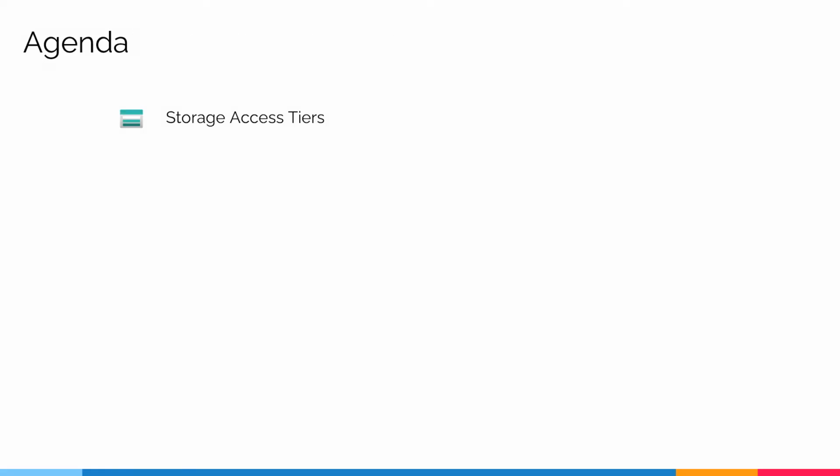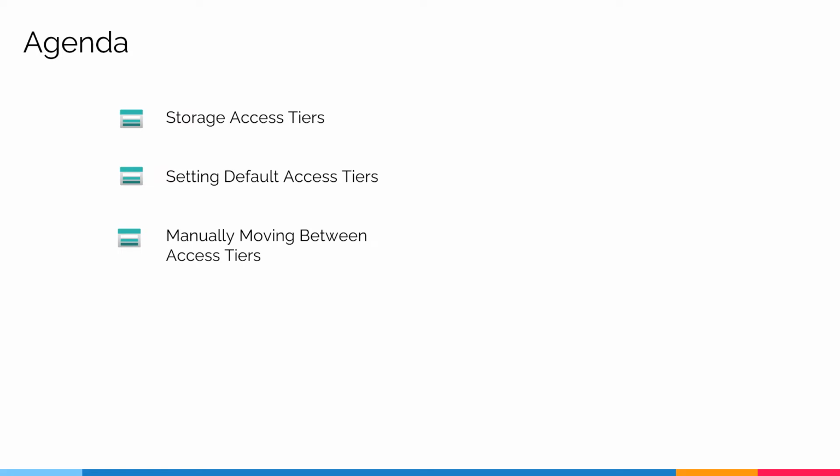In this short session, we're going to cover a number of topics to help us better understand how we can use lifecycle management. We're going to start by talking about storage access tiers, what they are and how they work. We'll then look at the first stage of automating our processes by setting a default access tier for any new blob that is added to the storage account. We will then look at how we can manually move the blobs between different access tiers. It's important to understand how this works so we can then later on automate the process with the lifecycle management.